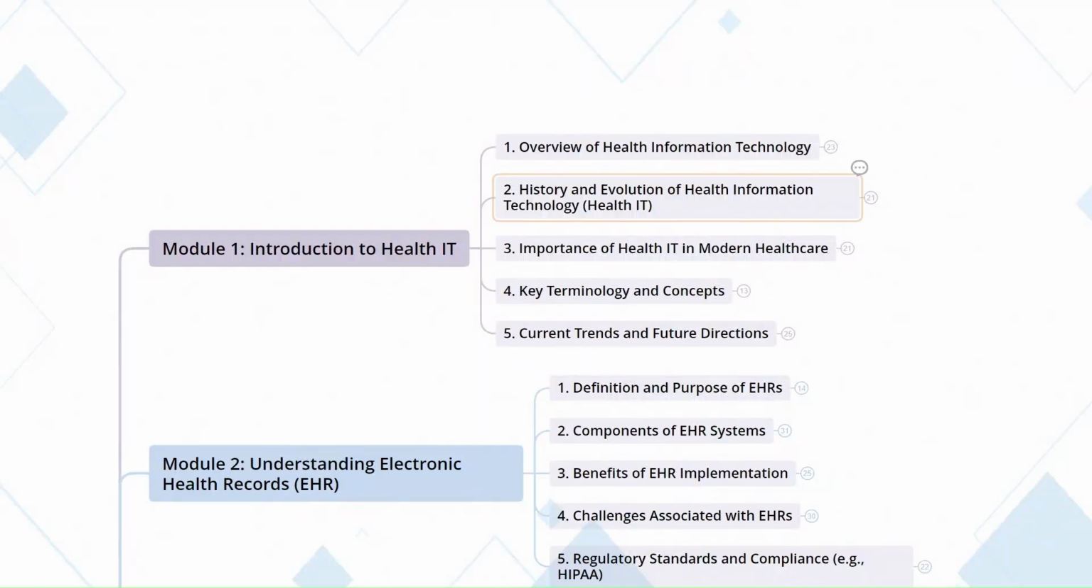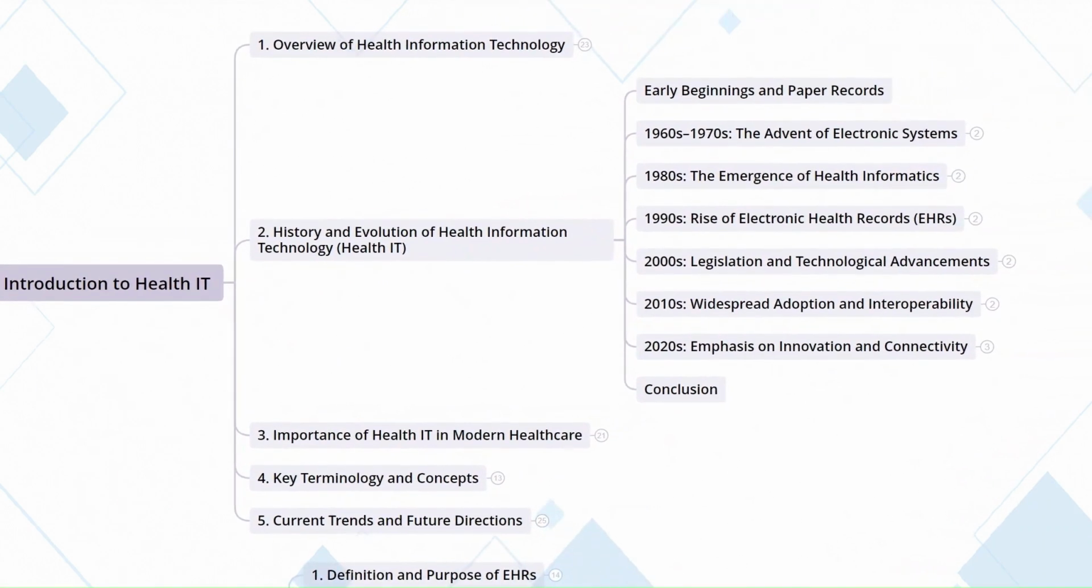Next, history and evolution of health information technology, also referred to as health IT. Early beginnings and paper records. The journey of health information technology began long before digital systems were introduced. In the early 20th century, patient information was recorded on paper and stored in files. These paper records were the primary means of capturing and maintaining patient data, though they were often incomplete, fragmented, and difficult to share or analyze.